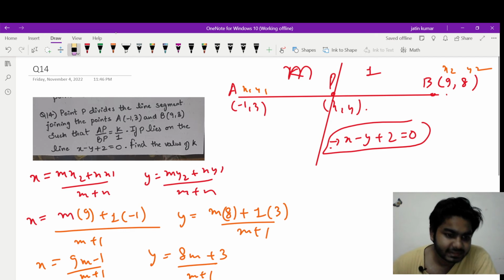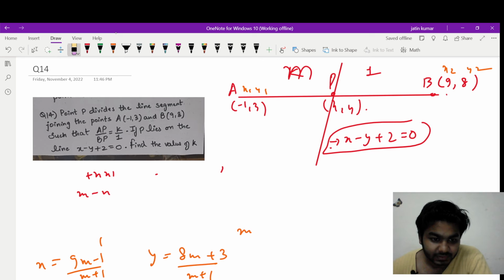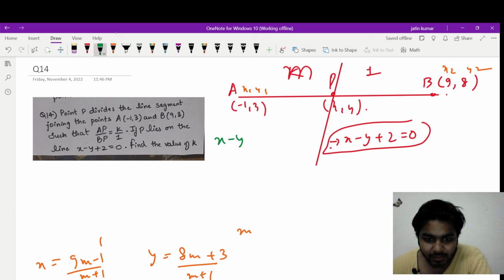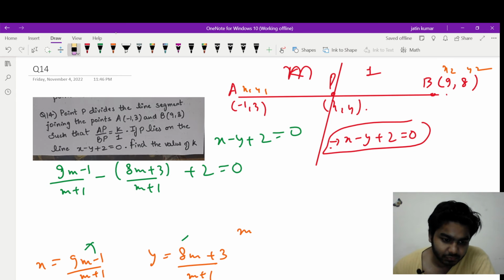Okay, now this point lies on that line also, the line x minus y plus 2. This point is the point of intersection, so this point will satisfy this line also, right? So x is (9m minus 1) upon (m plus 1) minus y, which is (8m plus 3) upon (m plus 1), plus 2 is equal to 0, right? Now we need to solve this equation only.